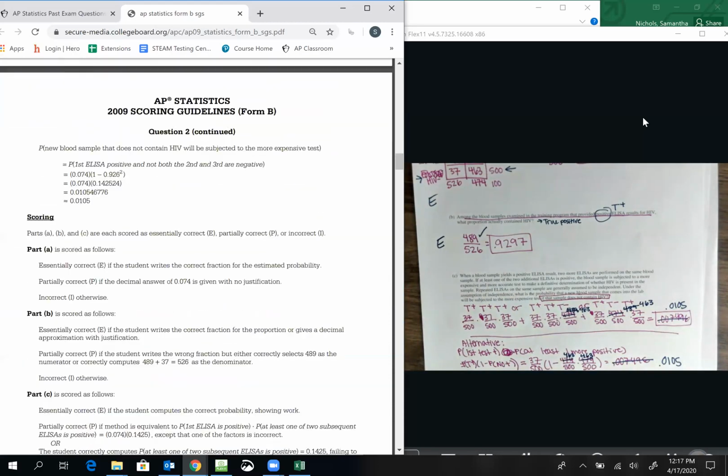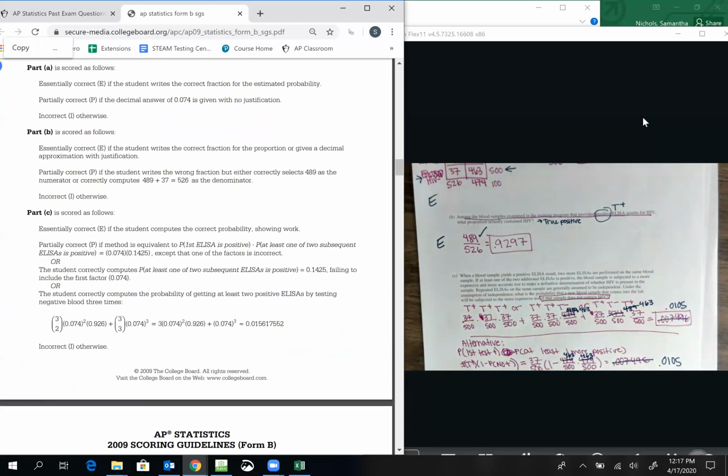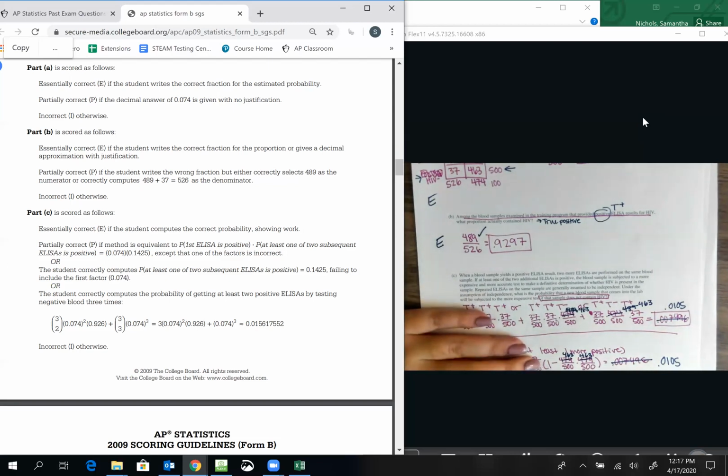So let's look at the scoring. Essentially correct if the student computes the correct probability showing work. Partially correct if method is equivalent to P(first ELISA positive, at least 1 of 2 is positive), except that one of the factors is incorrect. So that's what I did. I did something equivalent to that, but one of my factors was incorrect. So this will be a partially correct. Or if you forgot to include the first one, so if you did this essentially without that first fraction in there, that was also a partially correct.